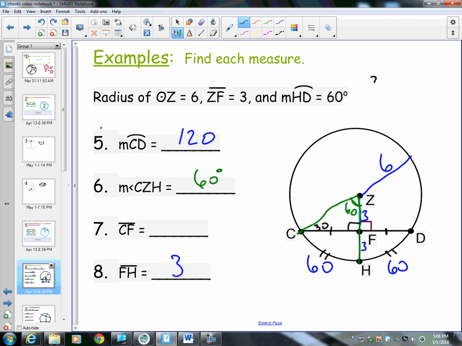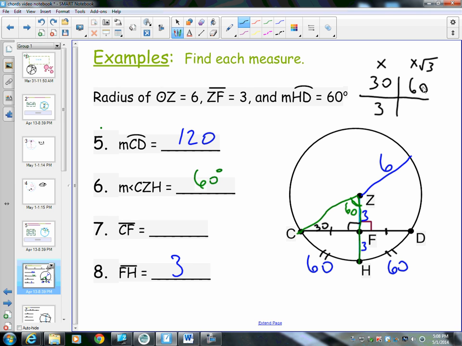We can find CF by looking across from the 30-degree angle. I'm going to write up a little table up here. Across from the 30-degree angle is the length of 3. We're looking for this right here, the side across from the 60-degree angle. On our formula chart, or if we just remember, across from the 30-degree angle is what we consider x. Across from 60 is x square root of 3.